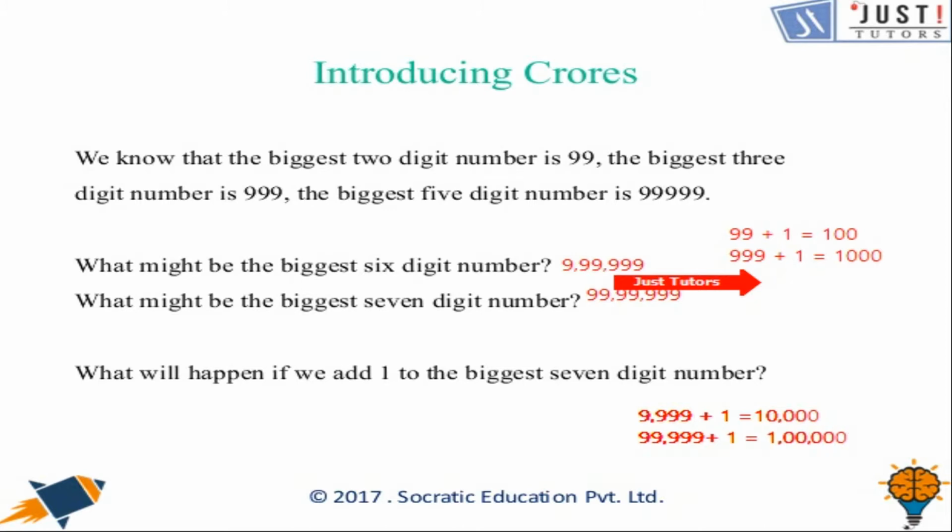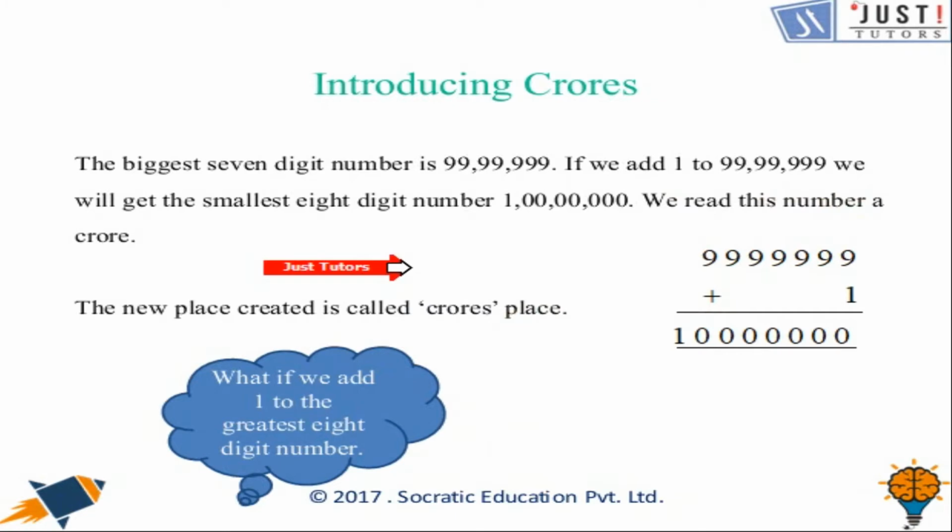The same way, the question is, what will happen if we add 1 to the biggest 7-digit number? And we know the biggest 7-digit number. Let's find out the answer on the next slide. The biggest 7-digit number is 99,99,999. So let's add 1 to the given number. When we add 1 to the given number, we get an 8-digit number. And that's how we write crores. So this is 1 crore.